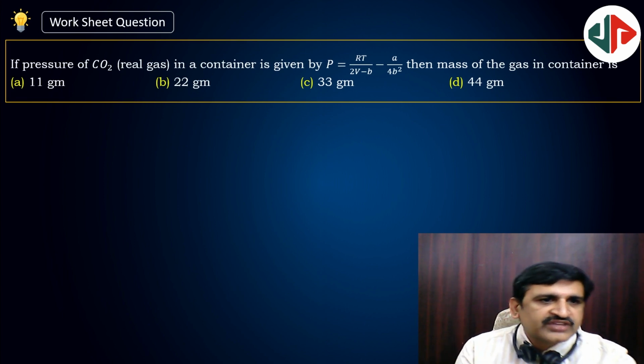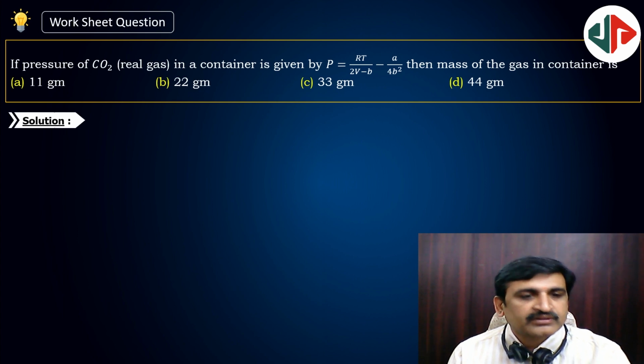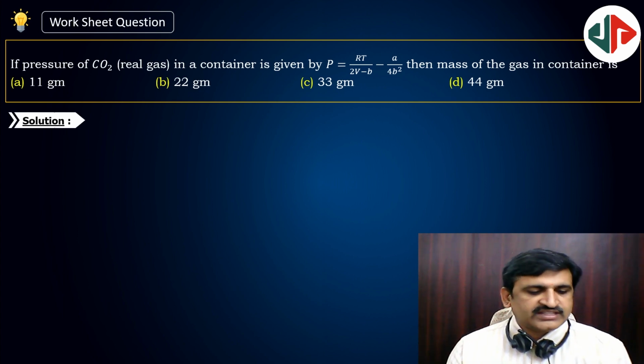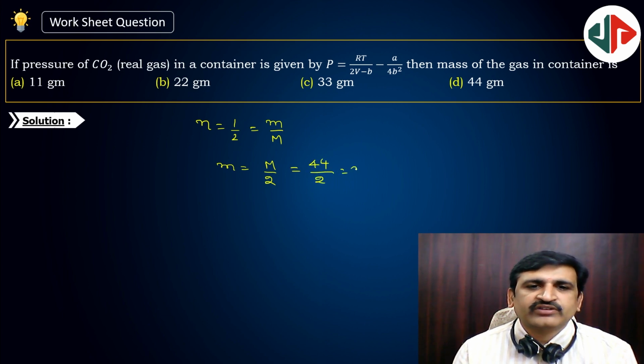If the pressure of CO2 gas in a container is given by P equals RT/(2B) minus A/(2 times 4B squared), find the mass of the gas in the container. We'll do this problem like this. This equation can be compared with the Van der Waals equation, so the number of moles comes as n equals 1/2, which equals m/M. We want mass only, right? So m/2, and what is this gas? CO2 gas. CO2 is 44 grams, so 44/2 equals 22 grams.